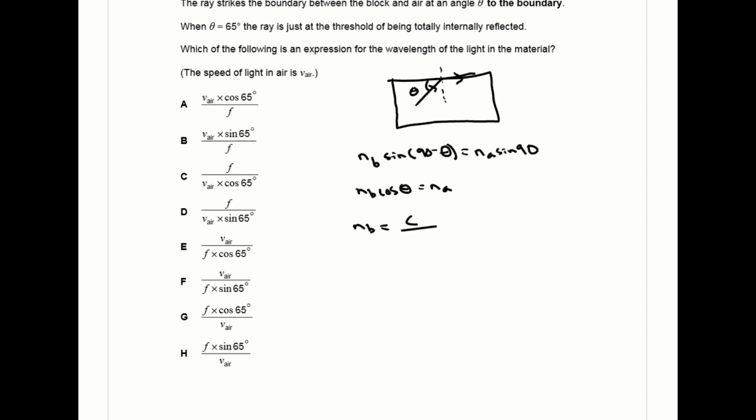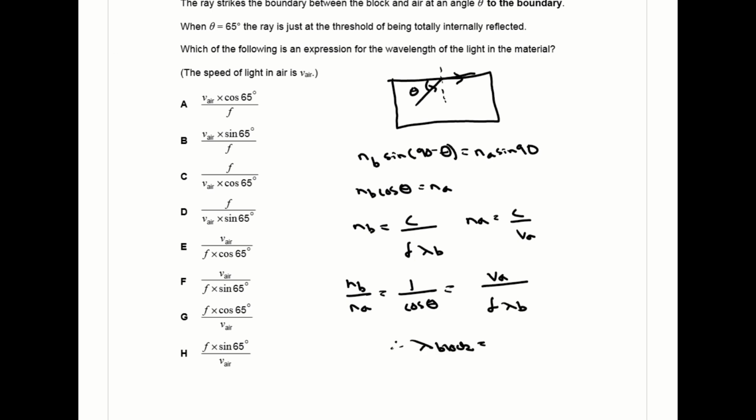You know, for the block, n_b is equal to c over v_block, and v_block is the velocity of light in the block, which is f times lambda_block. And for n_air is equal to c over v_air. So you can then use this relationship as well as the one above, that n_b cos theta is equal to n_air, to obtain lambda_block as v_air times cos 65 over the frequency.